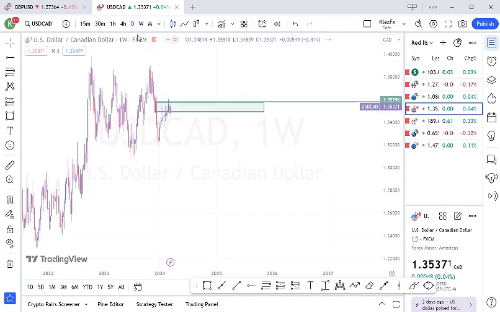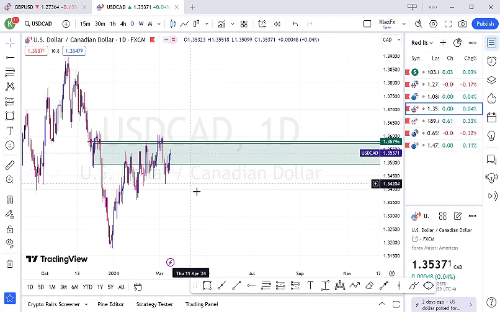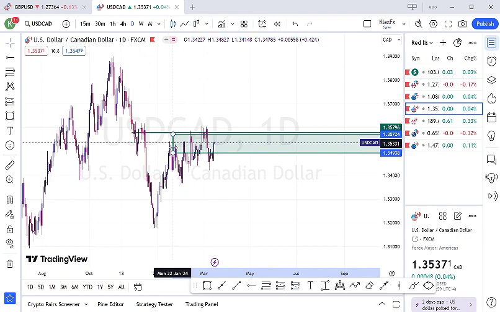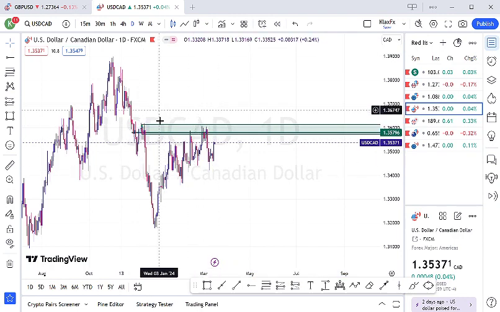If I move to the daily, so this is what it looks like on the daily. Or if I look inside of this zone, I can still refine this. My box, I can still refine it to this SNR here. So that becomes my zone inside of the SNR. This is not my zone.